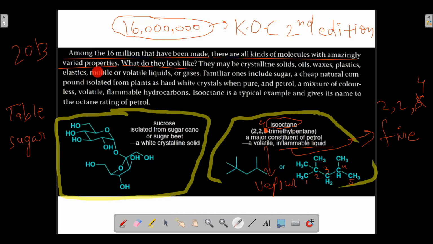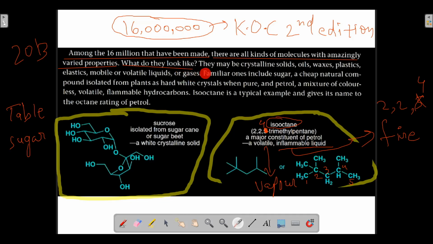Now mobile liquids. What does it mean by mobile liquids? Mobile liquids are the liquids which have the ability to flow from one place to another. For example, water is a mobile liquid, mercury is a mobile liquid. Mobile or volatile liquids. I have already told you what a volatile liquid is. A volatile liquid is a liquid which is readily converted to vapor. So volatile liquids or gases. In these 16 million stable organic compounds, there might be gases also.